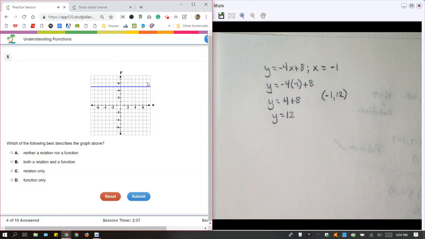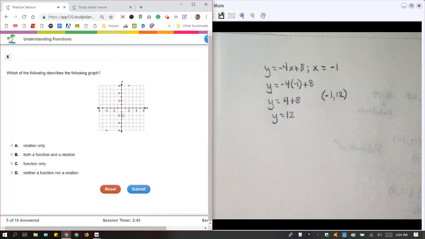This one, it's a flat line, but it's okay because there's no points right above each other. So this is a relation and a function. No two inputs have the same. No input has two different outputs. This one, no points are right above each other, so that is a relation and a function.